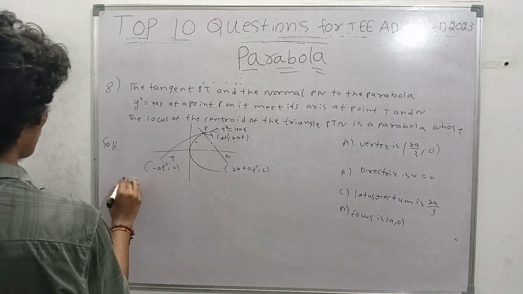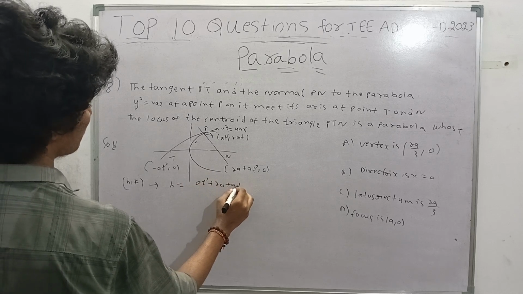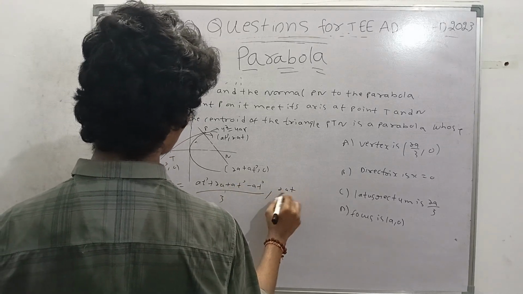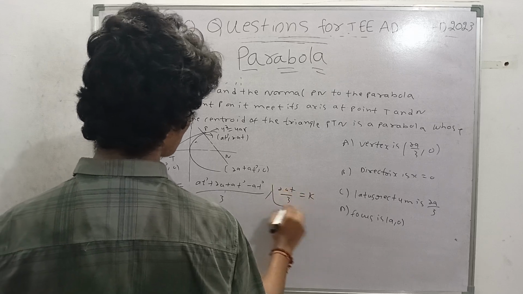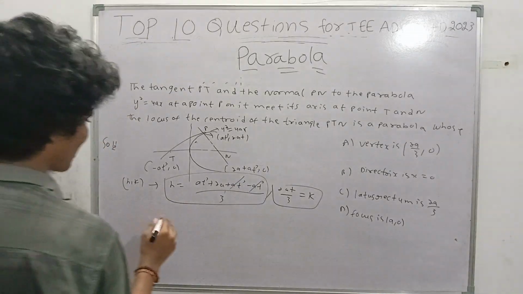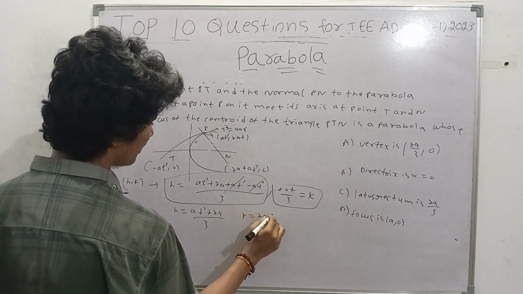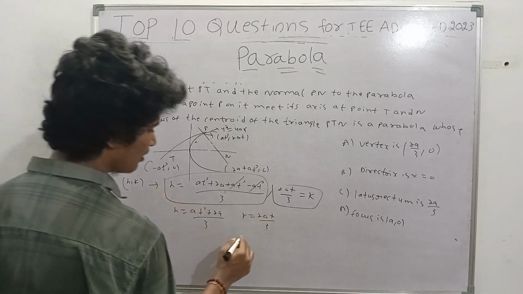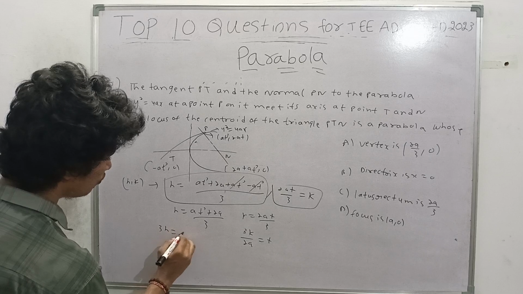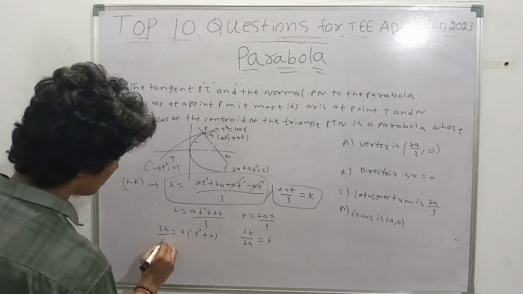Suppose (h, k) is the centroid. H equals, adding all, 2at square plus 2a plus at square minus at square, divided by 3, comma, 2at by 3. This is the k value and this is the h value. If you see clearly, two terms cancel, and h equals at square plus 2a by 3, and k equals 2at by 3. To eliminate t, you can write 3k divided by 2a equal to t and substitute here. Here it will be 3h equal to, taking a common, a times (t square plus 2).